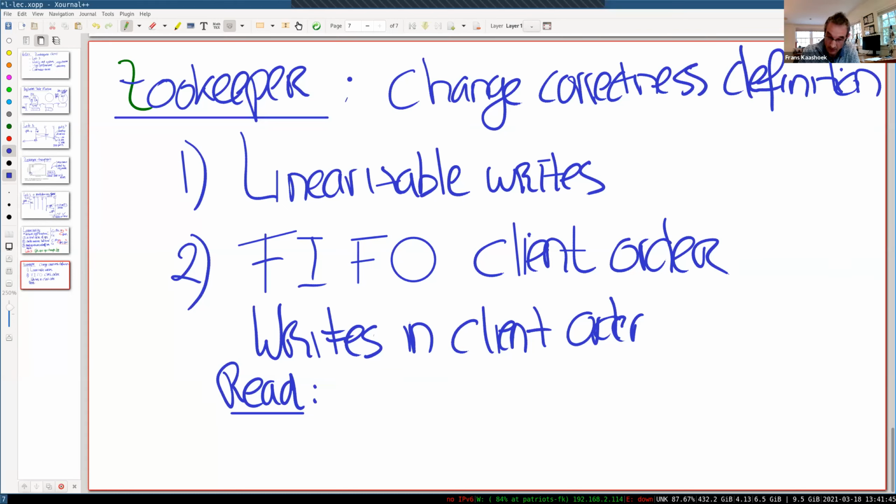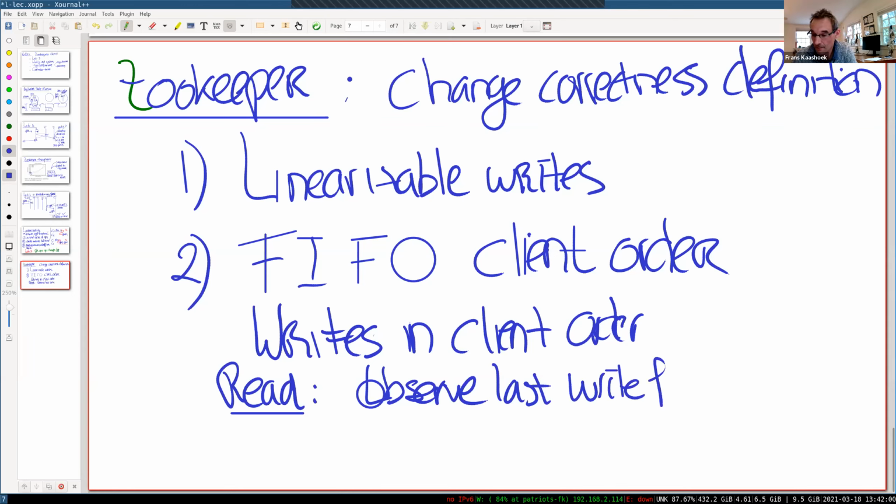Reads observe the last write from the same client. And so this makes sense. Basically this says you read your own writes. So if you did the write operation and you immediately follow with the read operation, you see at least the results of your own writes. But for writes from other clients, Zookeeper does not guarantee that property.